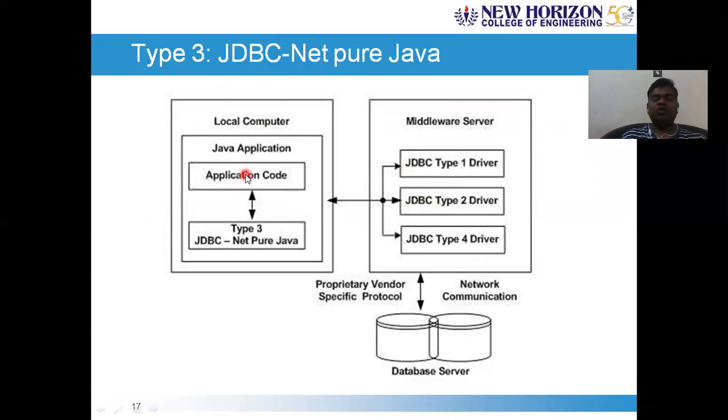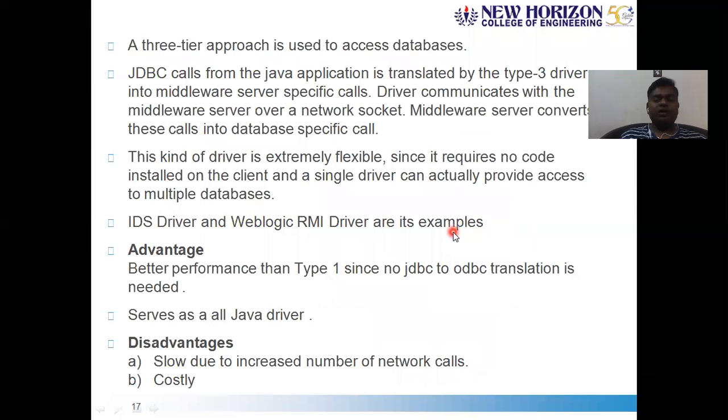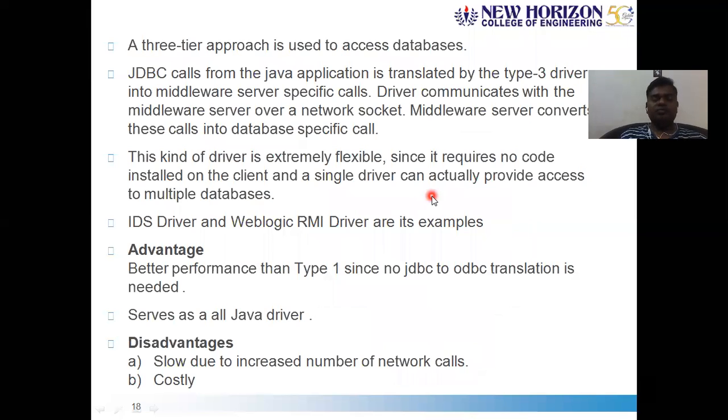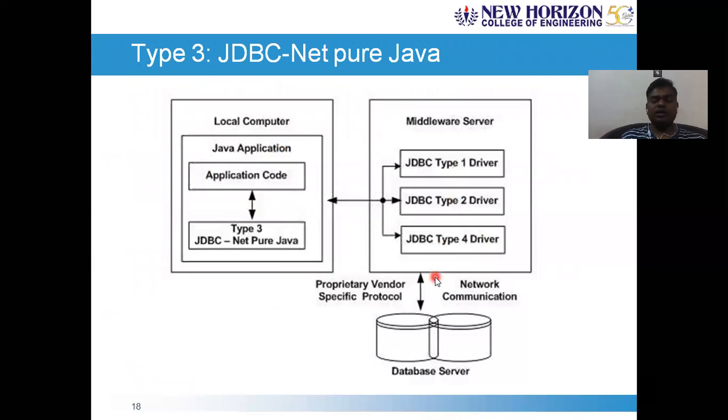Here, the Java API codes get translated to the next level of code, that is the type 1, type 2, and type 4 drivers over the network. And these type 1, type 2, and type 4 drivers are the DBMS specific drivers. The advantage is much better performance compared to type 1, since there is no JDBC-ODBC translation, because this is also Java related and this is also Java related, and serves as an all-Java driver. Both levels are Java drivers themselves, so the overhead is quite less here.